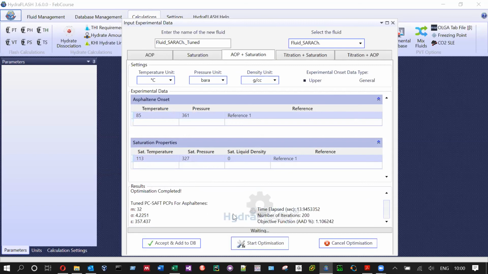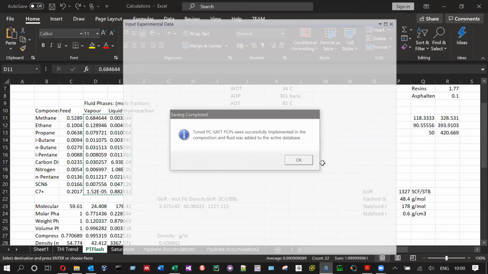Okay, so now you can see: tune PC-SAFT pure component properties for asphaltenes, which are m, sigma, and epsilon. These are PC-SAFT parameters, and also the type of the tuning and the number of iterations, 200, and the objective function could be reduced to only 1% with respect to the other properties. So what I need to do is choose a name for this new tuned asphaltene model and then add it to our database.